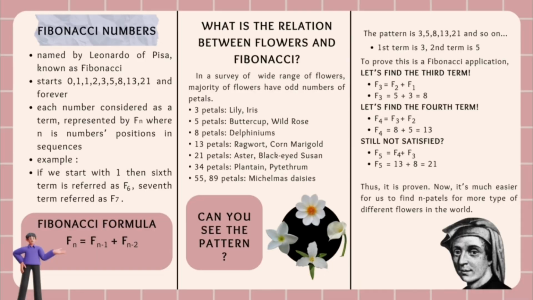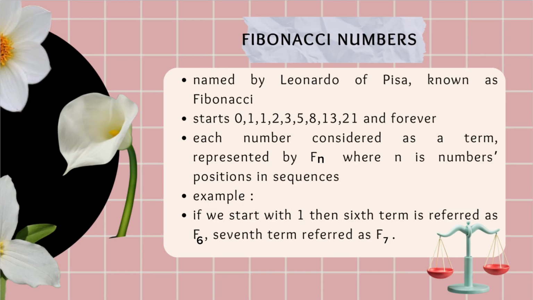Okay guys, this is a poster to summarize all of the things that I will explain today. Fibonacci is named after Leonardo of Pisa, known as Fibonacci, where the numbers start with 0, 1, 1, 2, 3, 5 and so on. Each number is considered a term represented by Fn, where n is the position in the sequence. For example, if we start with 1, then the 7th term will be F7, while F1 is the first term. But if we start with 0, the 6th term will be F5, while the 7th term will be F6.